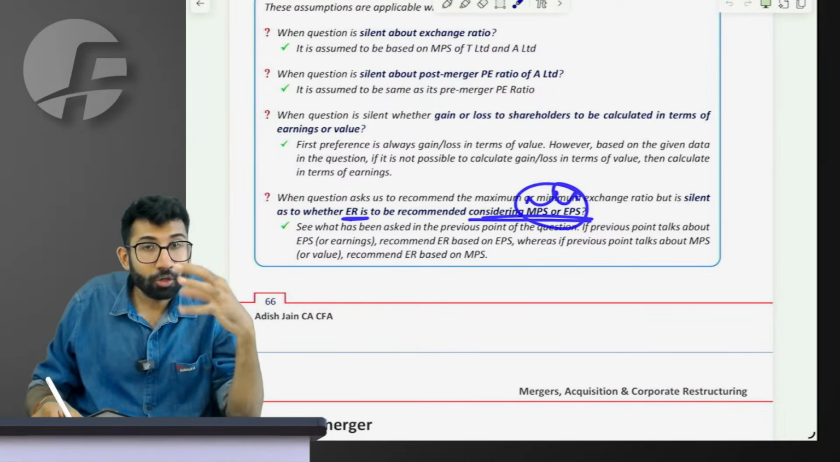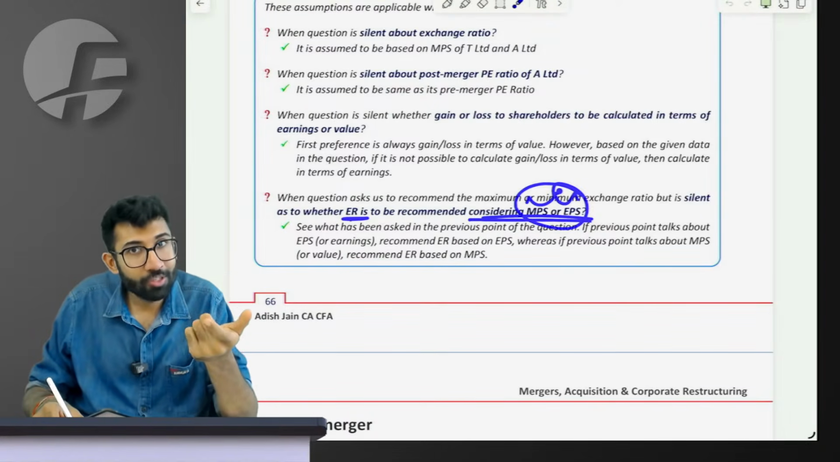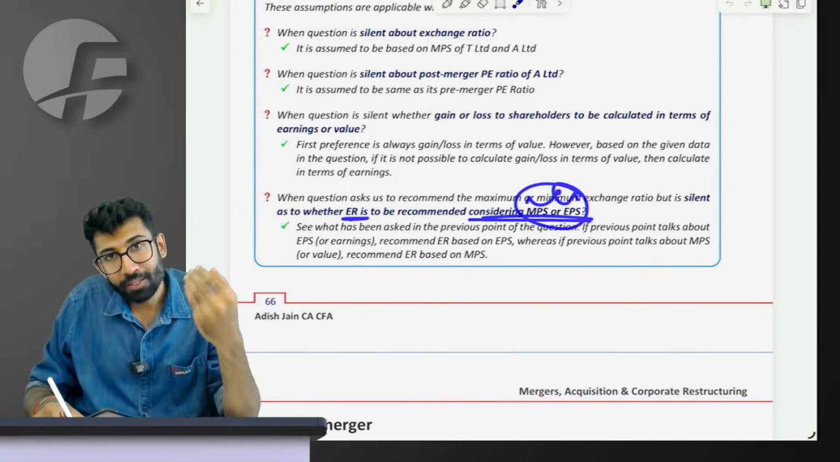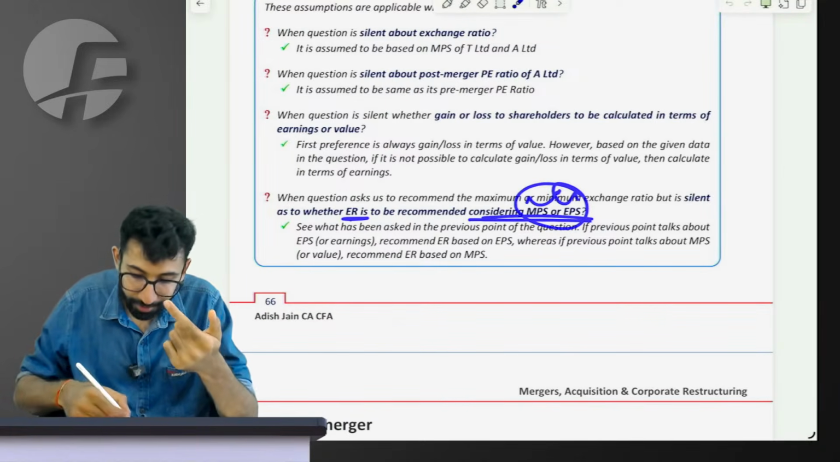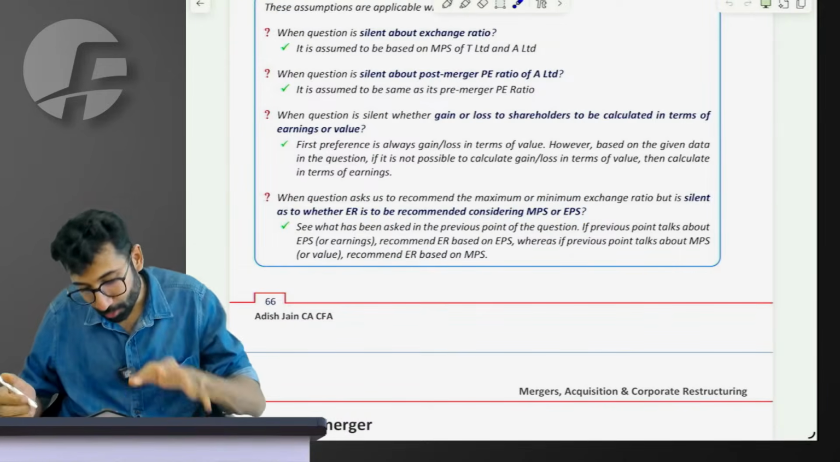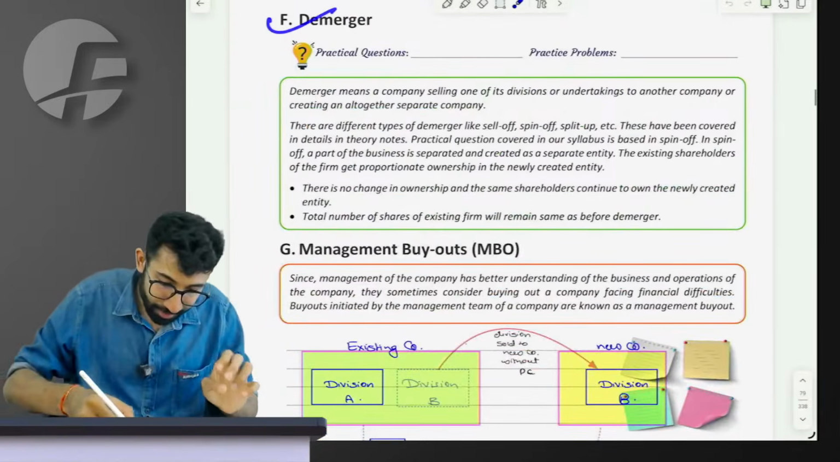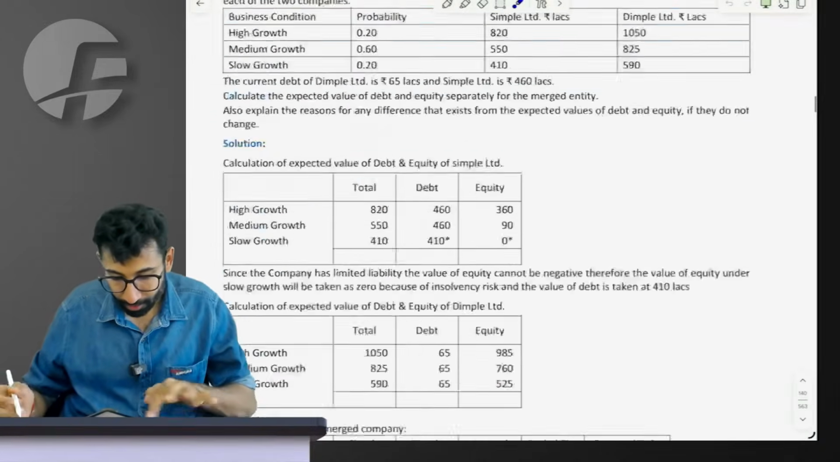Sir, look at the context of the question. If they give P/E ratio, maximum minimum has to be based on MPS. If the previous part asks you EPS, it has to be based on EPS. If the previous part asks you MPS, it has to be based on MPS. All those default assumptions have already been explained. It was a summarization.